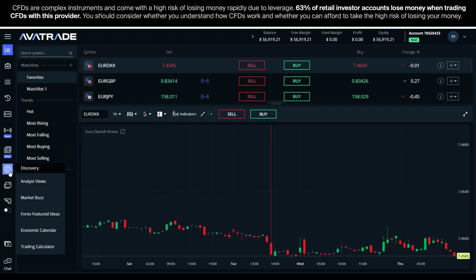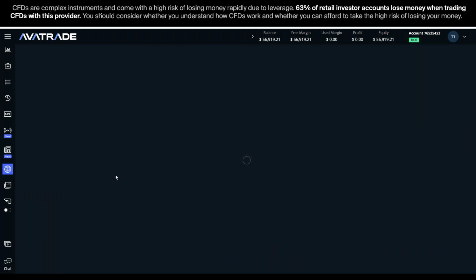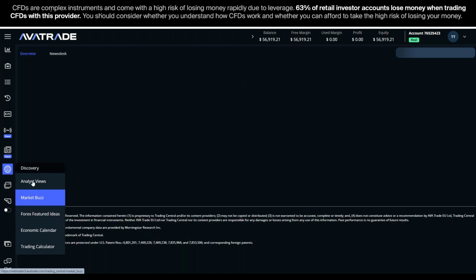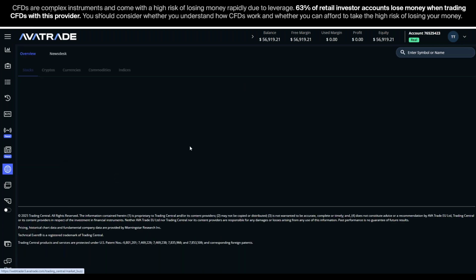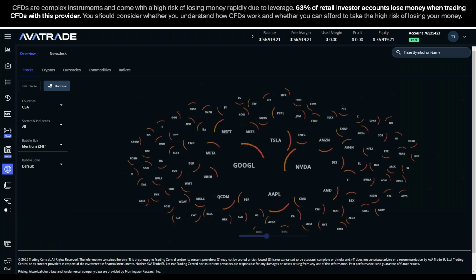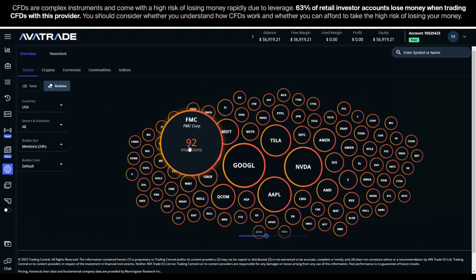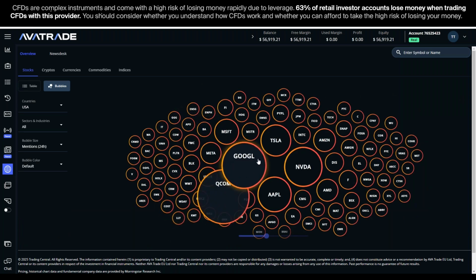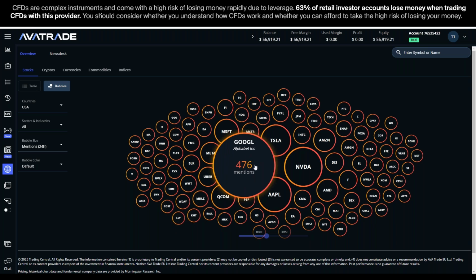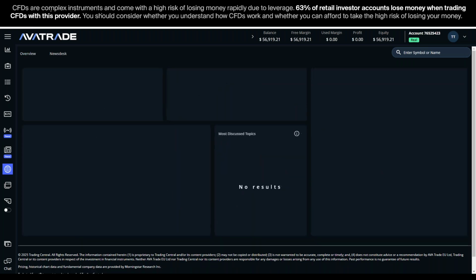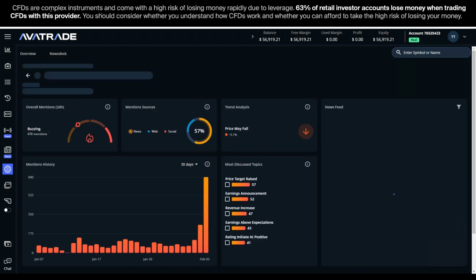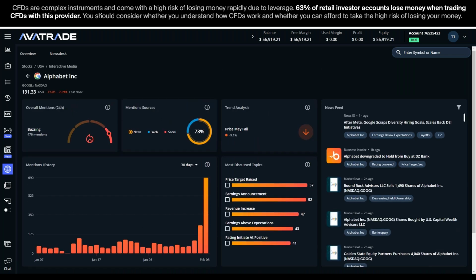Now, another area to find important news is the market buzz. And this market buzz, found right here in the menu on the side, can help you find news quickly. If you want to know why all of a sudden Google is trending the most, 476 mentions found online, all you have to do is click on it. It's the biggest circle there in that pictogram because it's trending the most.